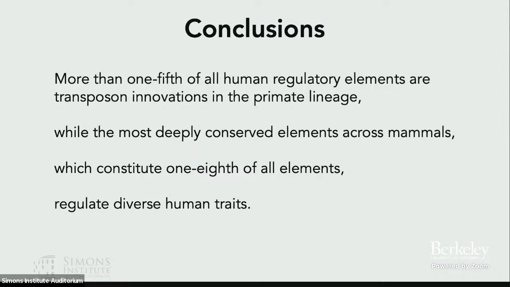I have a very long conclusion, but what I really want to tell you is, if you look at the human regulatory elements, about 1/5, like 20% of them, are recent innovations in the primate lineage by transposons. However, that's not what's causing all our problems with our traits. It's the opposite. The most deeply conserved elements across all mammals, which constitute about 1/8 of all of our elements, are the ones that explain human traits. Okay, that's it.